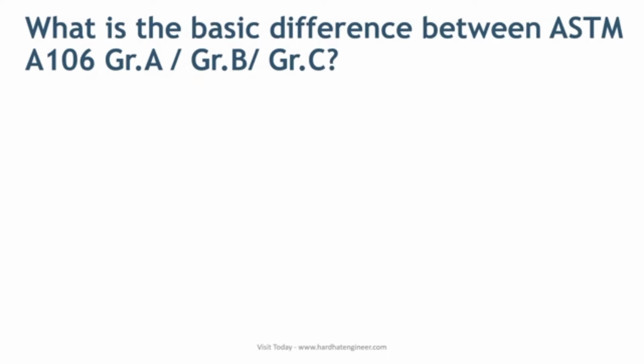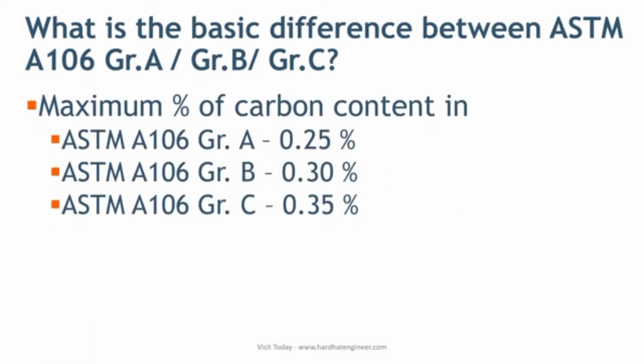What is the basic difference between ASTM A106 Grade A, Grade B and Grade C? Now this is a very common question. The difference between Grade A, B and C indicates the different percentage of carbon. A106 Grade A has 0.25% carbon, Grade B has 0.3% carbon and Grade C has 0.35% carbon. Remember that this percentage of carbon will affect the strength and ductility of the material.